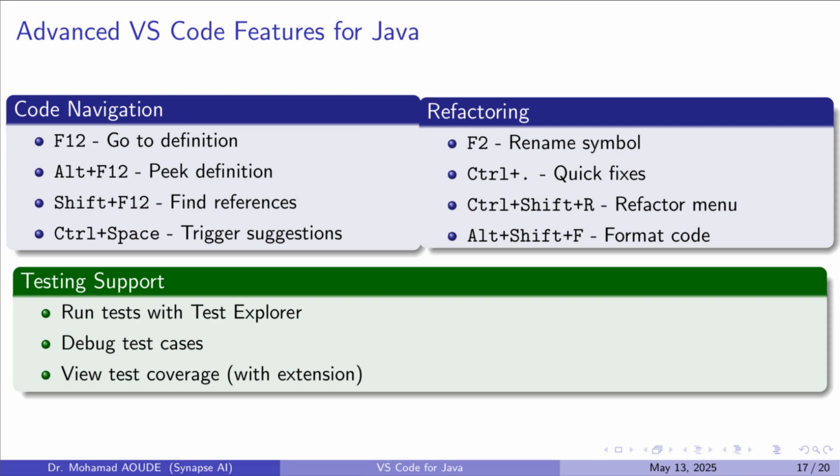Ctrl plus space triggers code suggestions as you type. Testing support: if you write automated tests, which we'll learn about later, you can run and debug them directly from the Test Explorer view. Refactoring: easily rename variables or methods everywhere they are used, F2. Get quick fixes for errors, Ctrl plus period. Access a refactoring menu for complex changes, Ctrl plus Shift plus R, or automatically format your code, Alt plus Shift plus F. These features significantly boost productivity.